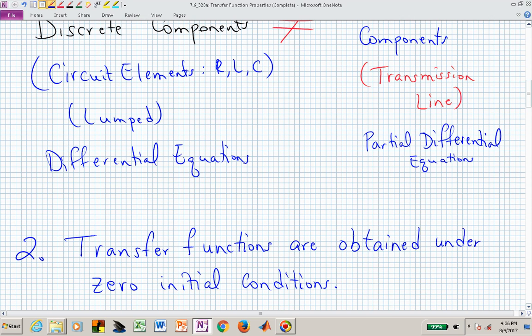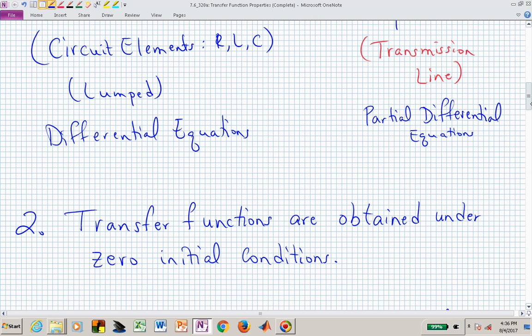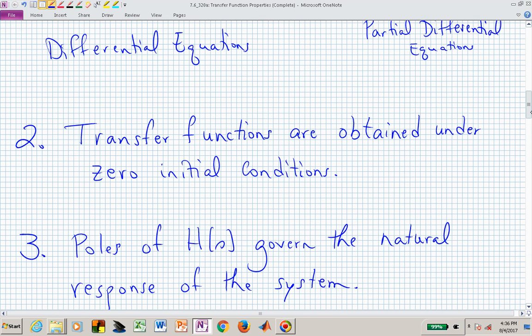Another property of transfer functions that we've already uncovered is that if we want to find or identify or define transfer functions, we can do that assuming zero initial conditions. We're not interested in transient behavior. We're interested in input-output behavior, and because of that, we can neglect initial conditions when we're finding transfer functions of systems.